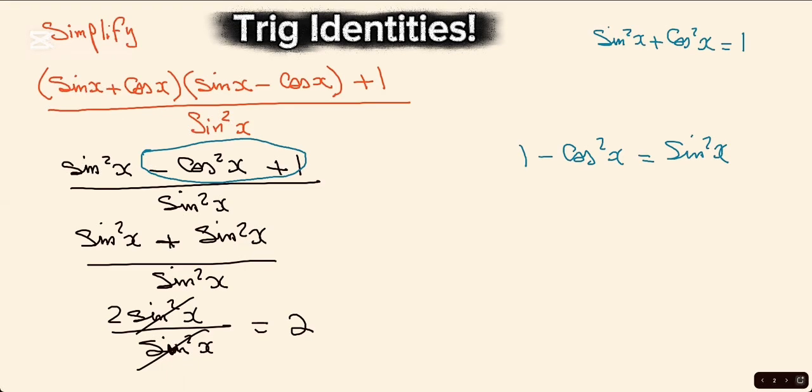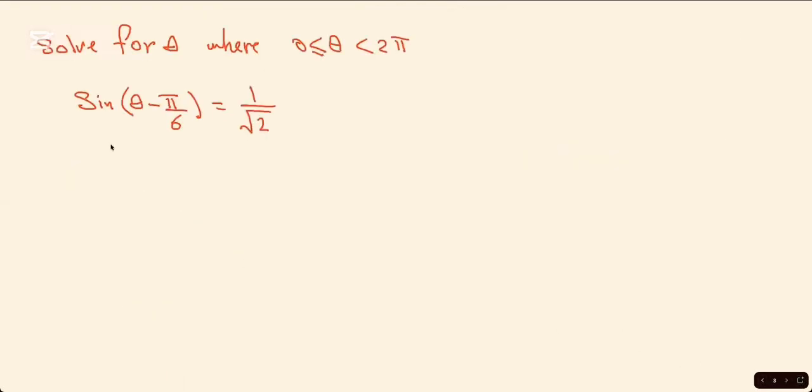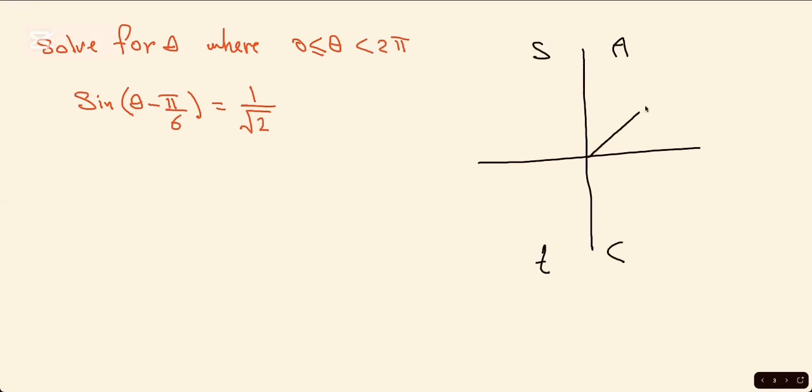Now we're going to tackle the third question. And the third question is: solve for theta where angle theta is between 0 and 2 pi. So sine of this equals 1 over root 2. So just think of this as if it was sine x equals 1 over root 2, okay? So if the sine x equals 1 over root 2, you know, according to all the students take calculus, the sine is positive in the first quadrant.